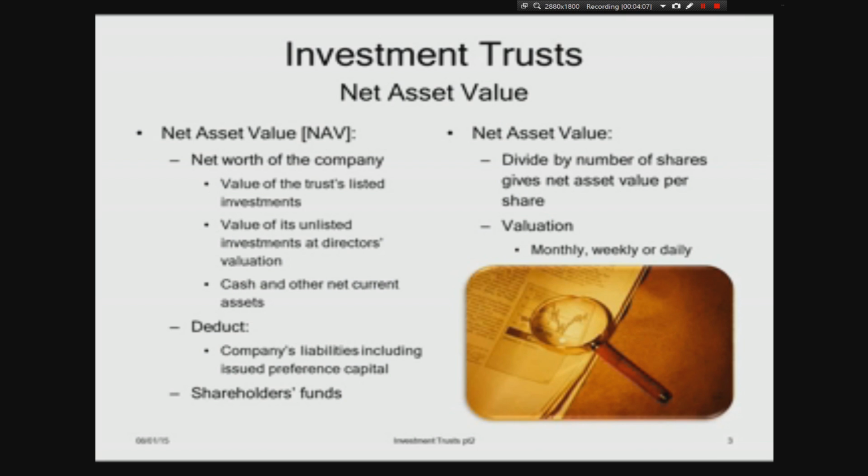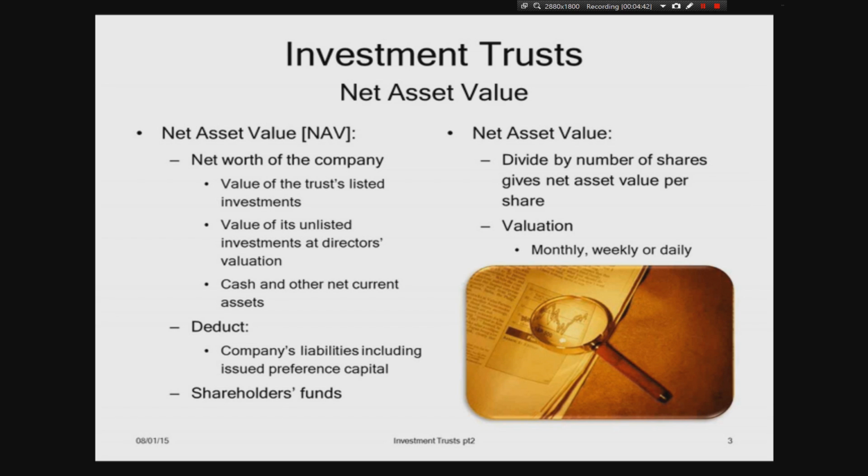The calculation, the way you arrive at that figure, is to add together the value of the trust listed investments at their mid-market prices, the value of its unlisted investment at the director's valuation, and cash and other net current assets. So there are three different types of valuation: those that are listed, those that are unlisted, so you could have AIM listed shares which are classed as unlisted, and then you've got cash.